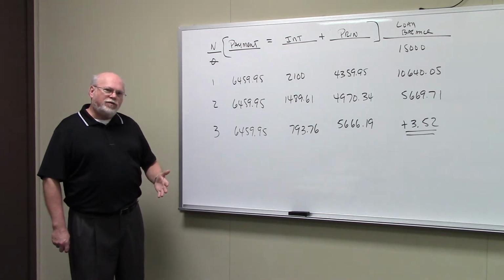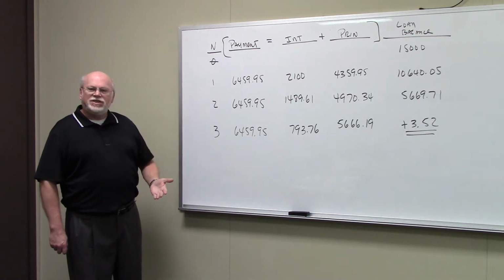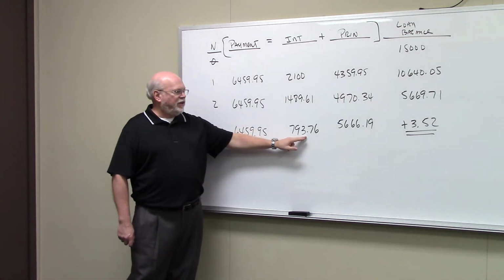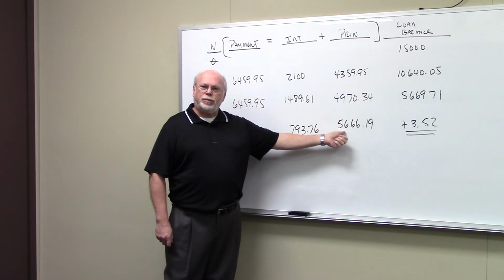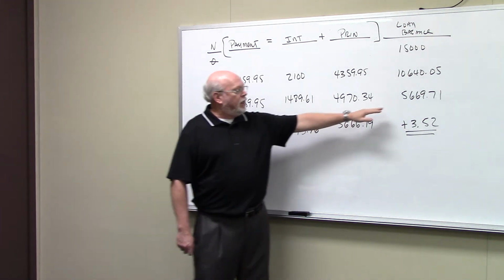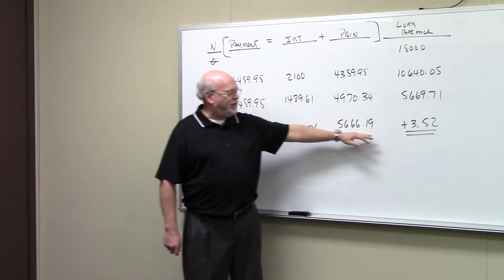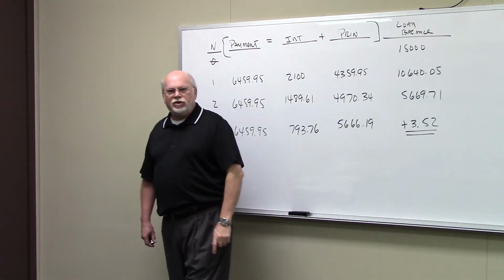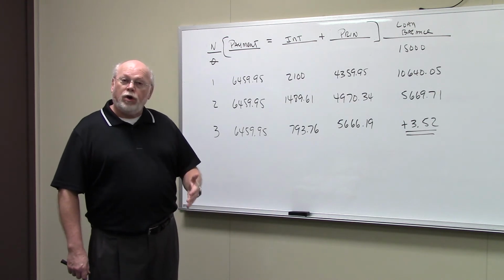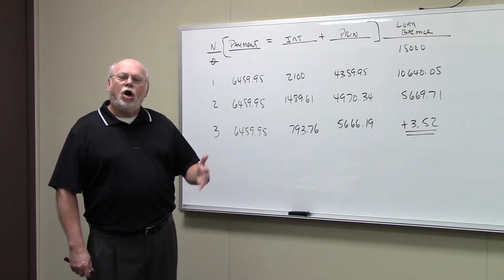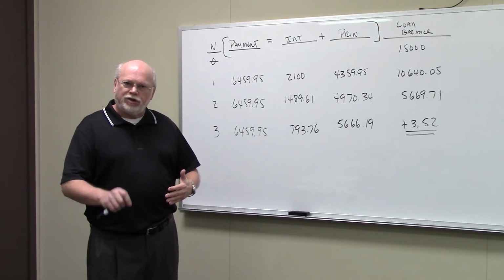We start the third year, the last year, owing the bank $5,669.71. We use that much of their money for a year, they're going to charge us 14% interest. 0.14 times $5,669.71 is $793.76. The difference between the payment and the interest is the principal portion of the loan. $5,669.71 minus $5,666.19 is a positive $3.52, which is the rounding error in this loan. When you get a loan, a car loan, a home loan, no matter what it is, all the payments are the same except for the last one. That's where all the rounding error is caught up.